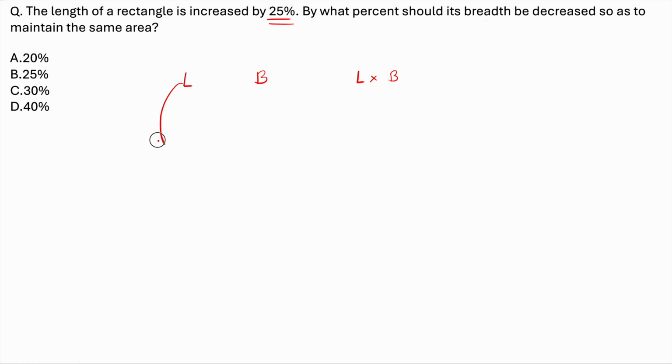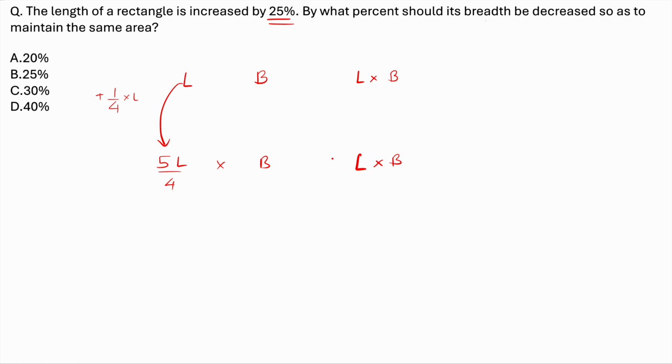Okay, 25% is basically 1/4. So the increase in the length will be 1/4 of L or L by 4. The new length will be L plus L by 4. L plus L by 4 will be 5L by 4, right? This is the new length. Now the question says the area should remain the same, that is L into B. Okay, now guys, if you don't change the breadth, the new area will be 5L by 4 times the breadth B or 5L upon 4 into L into B.